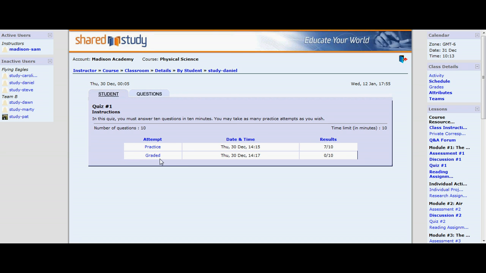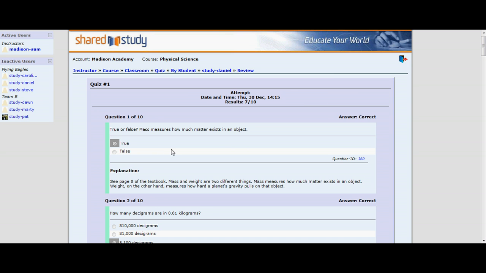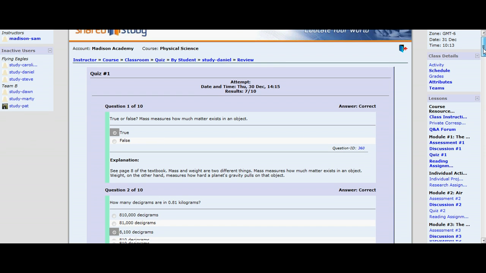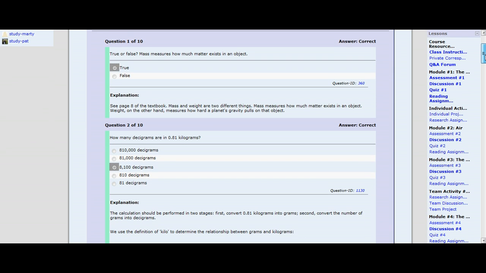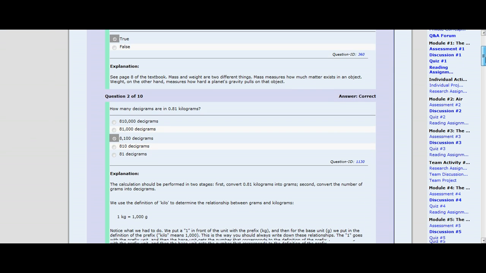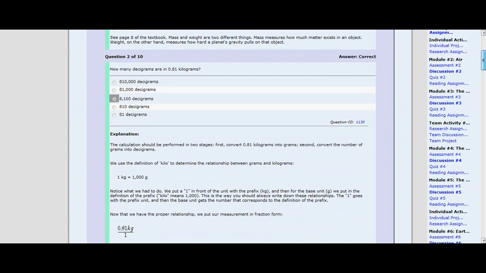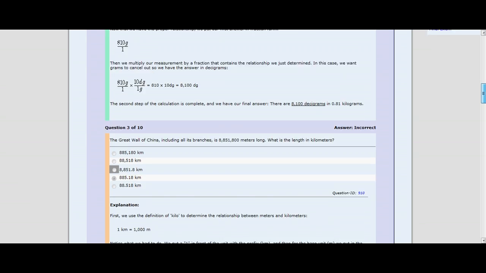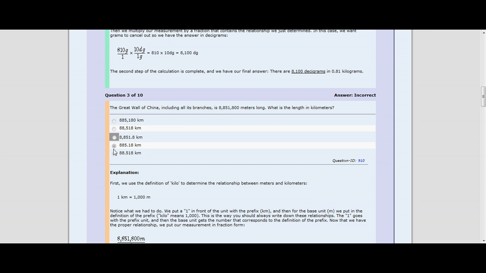The student called Study Daniel took a practice attempt and the graded attempt, and the instructor can see the results of each attempt. Here, for example, are the student's answers when he took the practice attempt. The instructor can see the student's answer and also the correct answer.